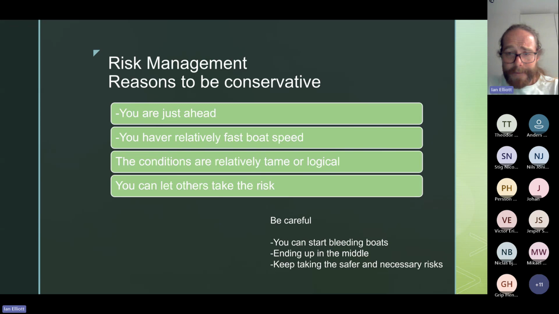And keep taking the safer and necessary risks. Right. This isn't as much of a cautionary tale, but it's more of a if you stop taking any risks, you'll be passed. So you have to take the clear risks, the really obvious risks, the necessary ones, and you have to take the small risks. You can't sail a race with no risk, which is difficult if you're a stressed sailor.